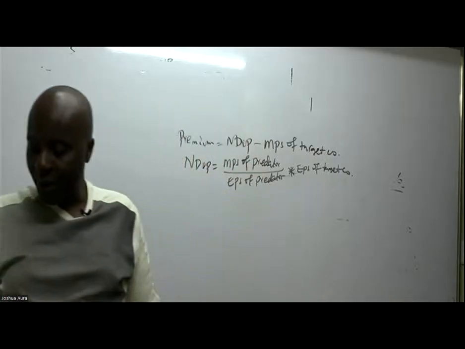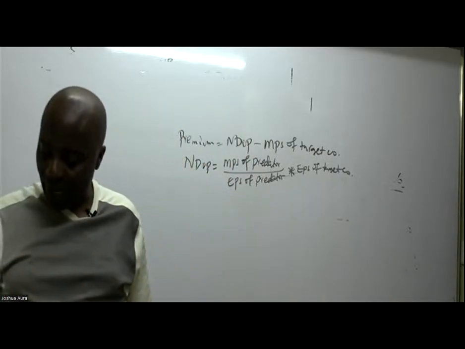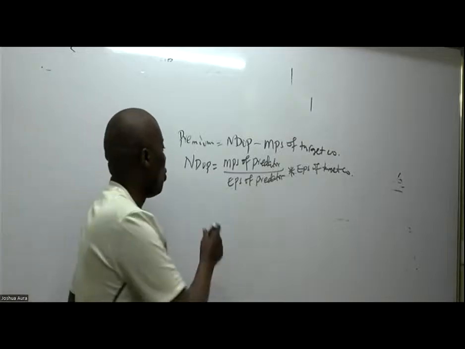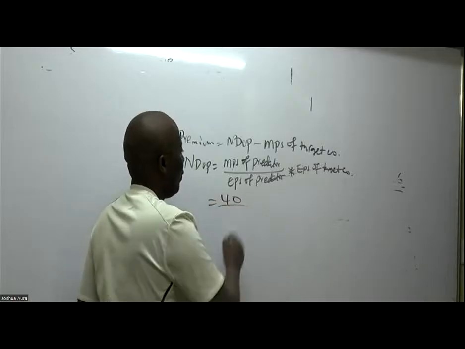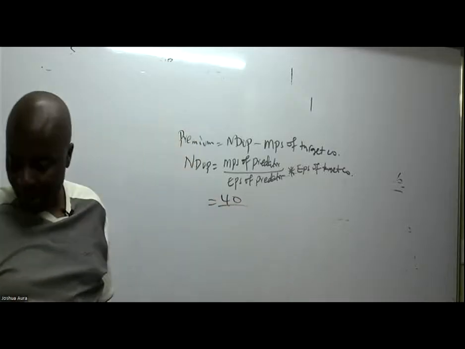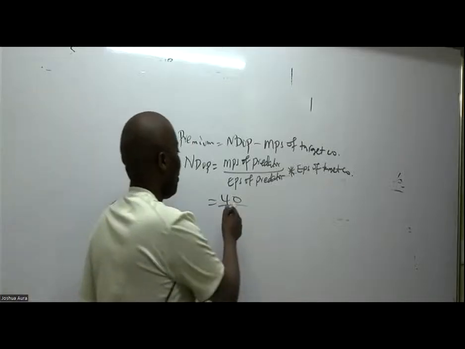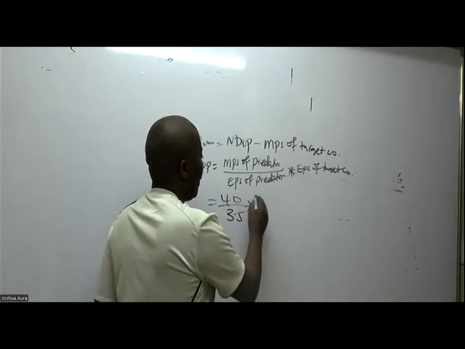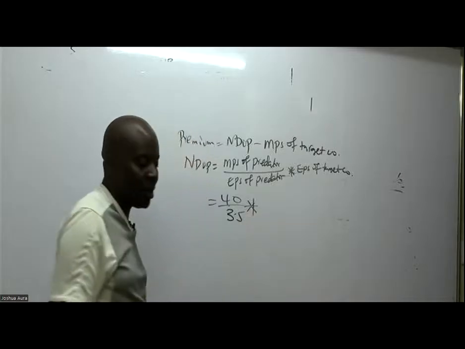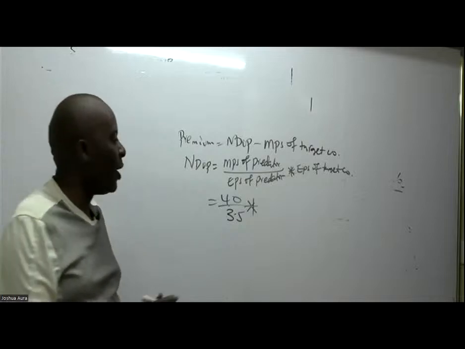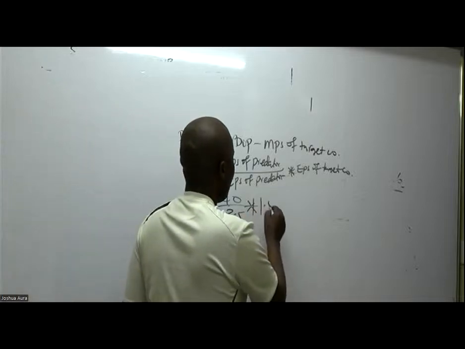Great. Right? So they have given me the MPSs. I can see from my table here, the MPS for A is 40. So I'll take 40 here, all over EPS of the same predator company, which is 3.5, times EPS of the targeted company. The targeted company EPS is 1.5. So could you kindly give me this in DOP?